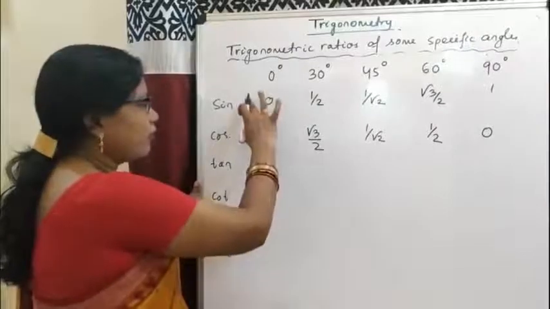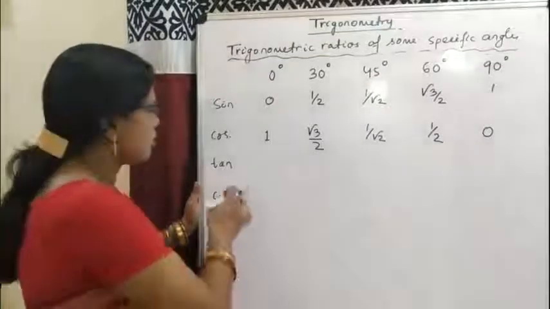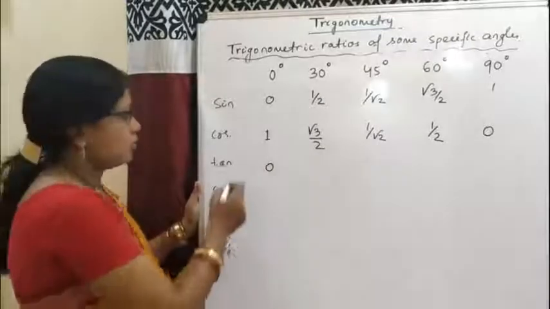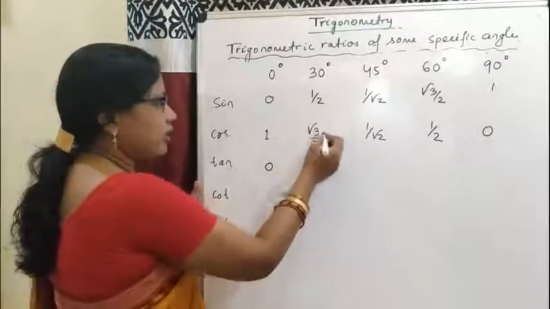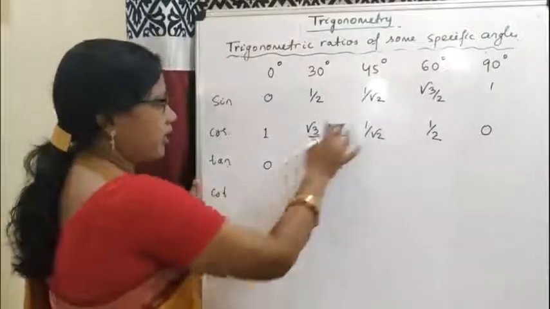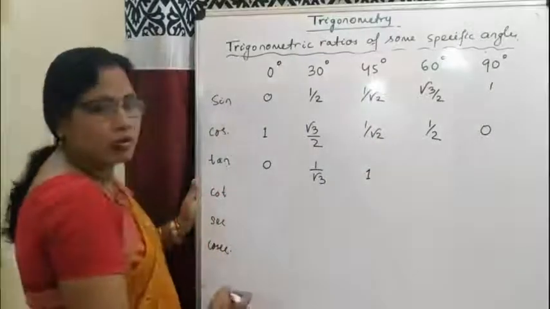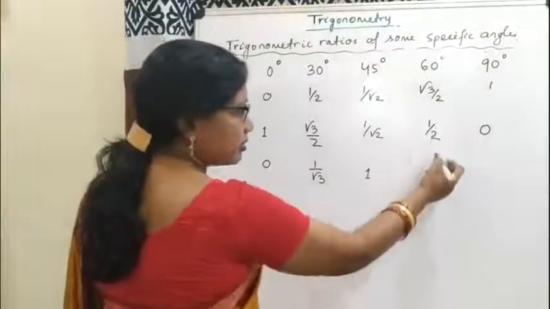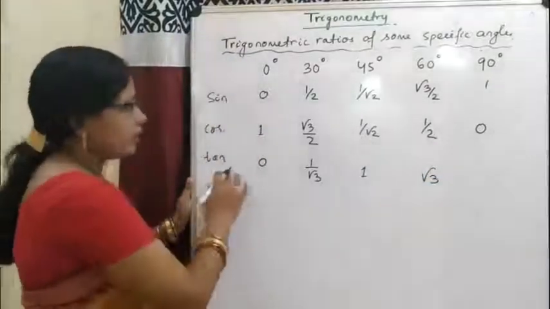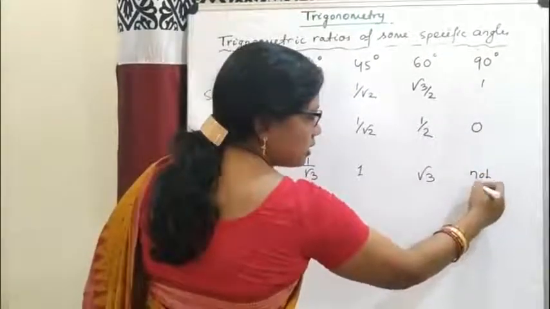So again, if you know the values of sine and cos, then you can find the other four ratios. Tan 0 is sine 0 by cos 0. This is 0. So tan 30 is sine 30 by cos 30, that is equal to 1 by root 3. Then tan 45 is sine 45 by cos 45, that is equal to 1. Then tan 60 is sine 60 by cos 60, so that is equal to root 3. Then tan 90 is sine 90 by cos 90, 1 by 0. So this is not defined.